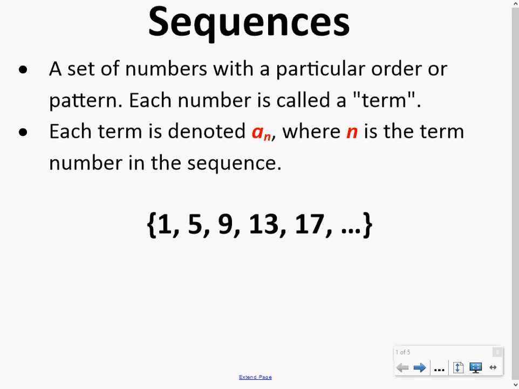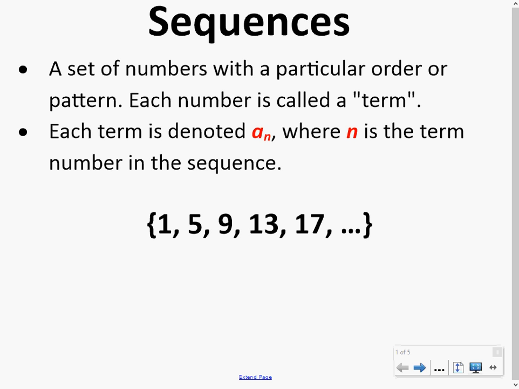Hey everybody, this is going to be our first Unit 10 video. We're going to be talking about sequences and series. So a sequence is really just a set of numbers that have a particular order or pattern to them, and each number within a sequence we call a term. So I've got one down here below.